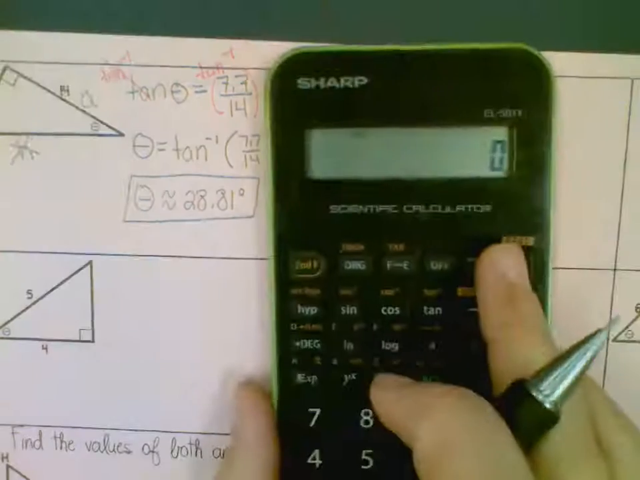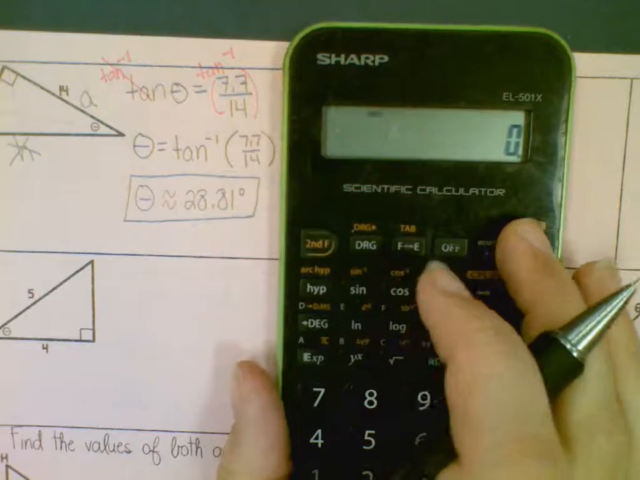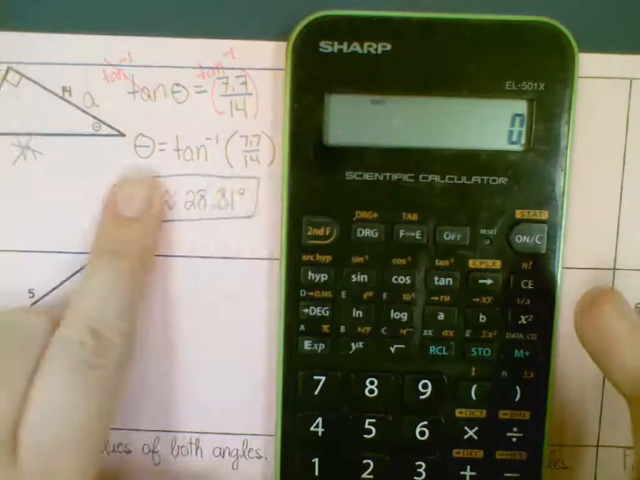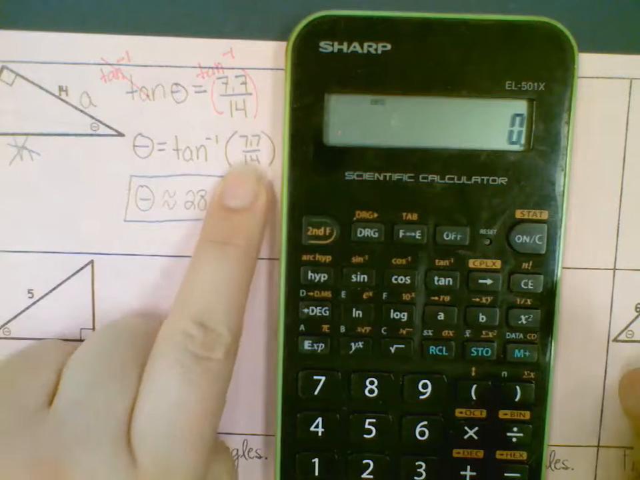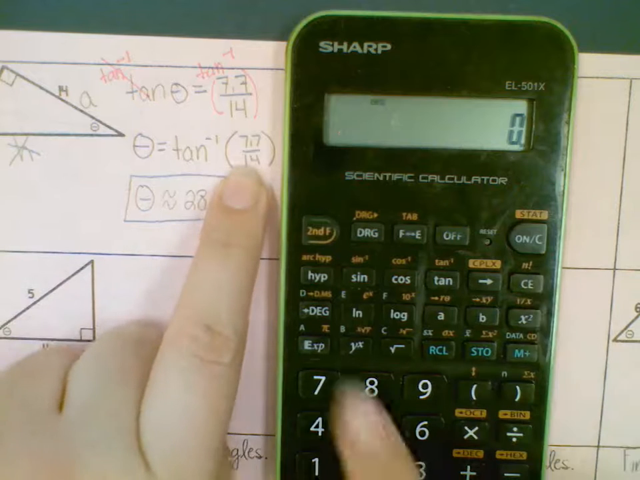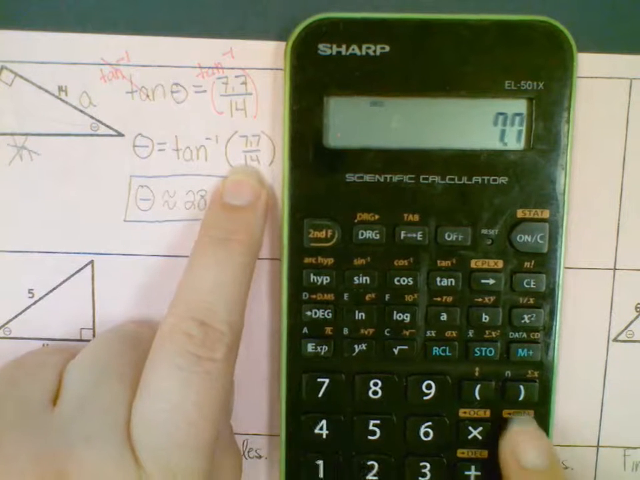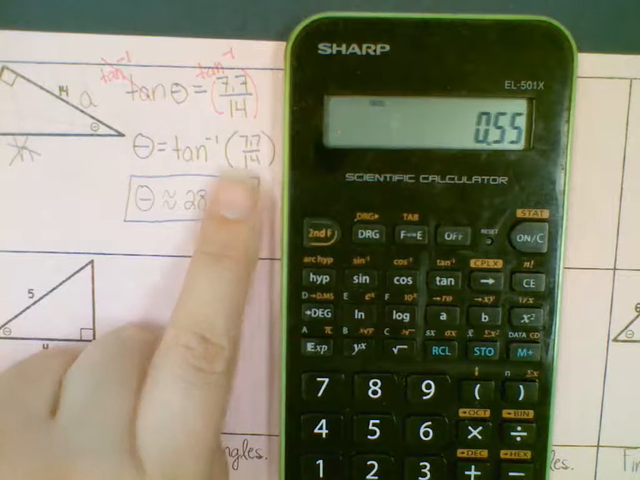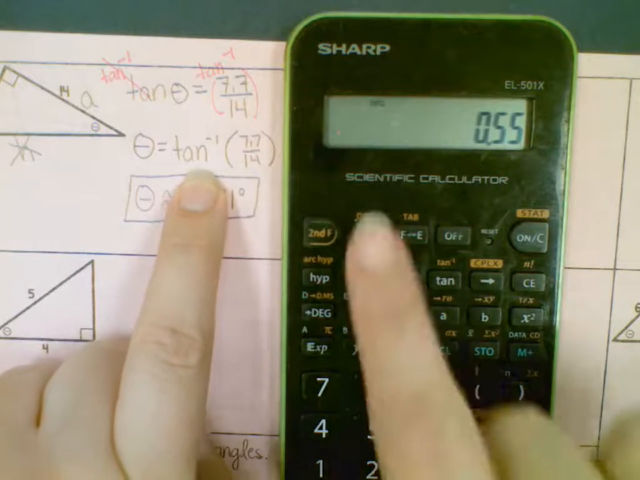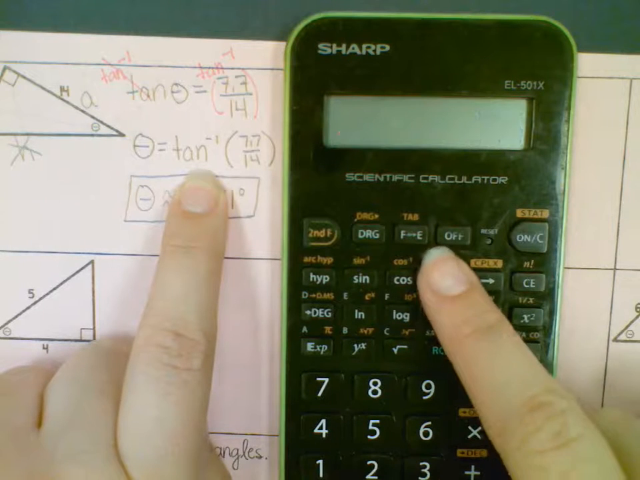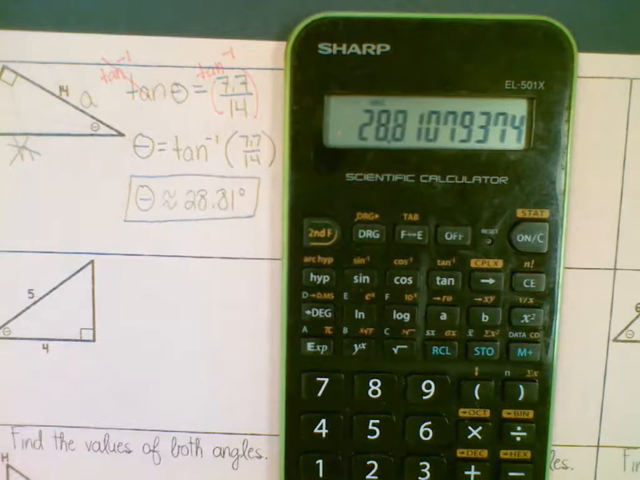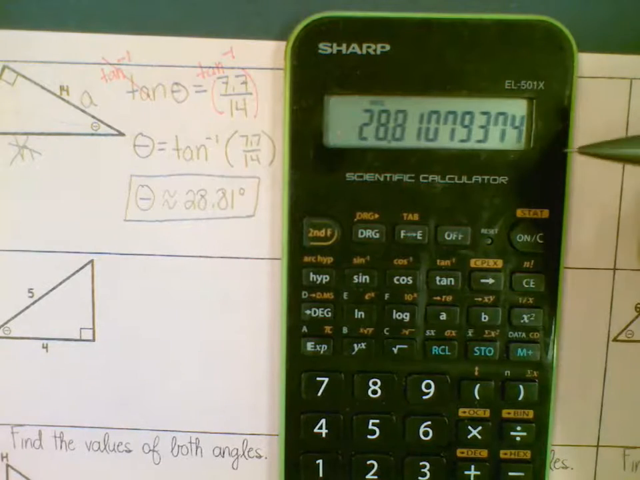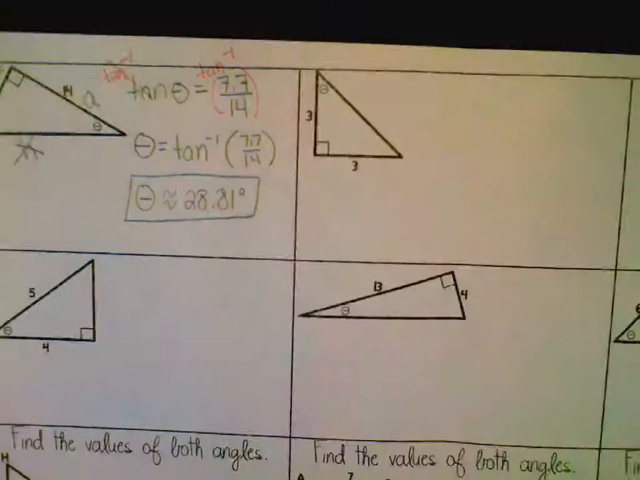Okay, so for backwards calculator people, or if you're using your phone, we do it backwards just like we did last time. So the first thing that we have here is our division. So 7.7 divided by 14, then we hit equals, and then we have to do the tangent inverse. So we hit second, and then we get our tangent, and that's it. Make sure you don't hit equals again after that. That's our answer right there. Okay, let's try another one.